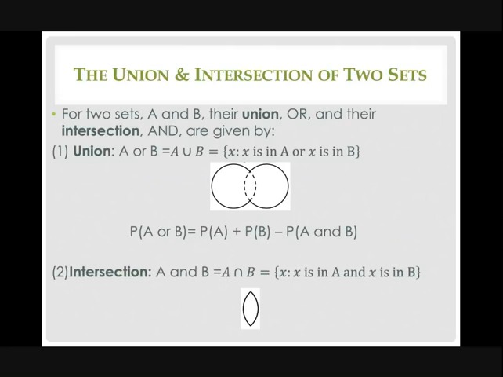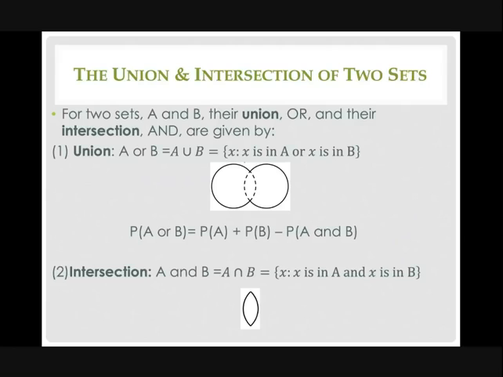The union and intersection of two sets. The union is A or B. So you can be a part of the set if you fall into at least one of the criteria.